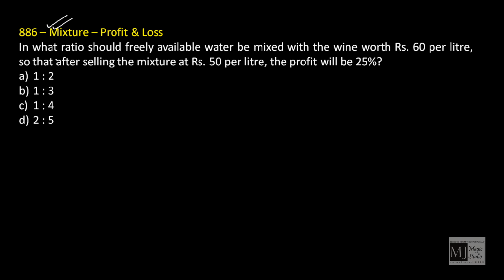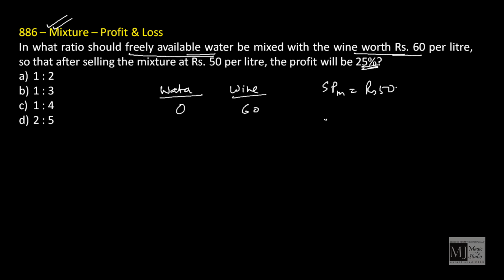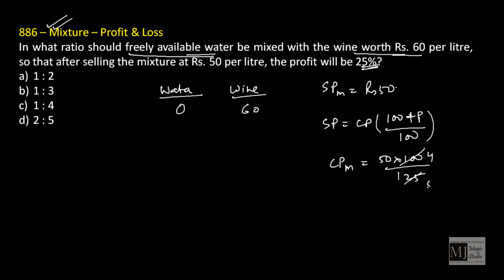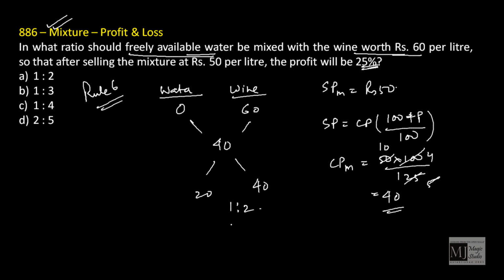A typical question from mixtures: in what ratio should freely available water be mixed with wine worth rupees 60 per liter, so that after selling the mixture, the selling price of the mixture is rupees 50 and the profit is 25%? We know that selling price is CP into (100 plus P) by 100. Therefore the cost price of the mixture is 50 into 100 by 125, which is 40. We can use rule 6, the butterfly diagram, easily now. This is 40 and this is 20. 1 is to 2.